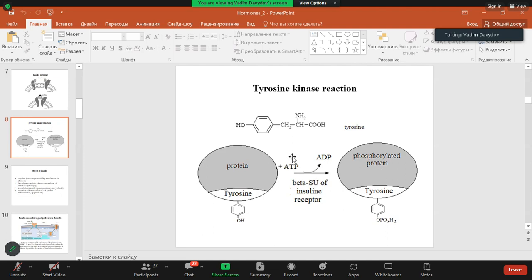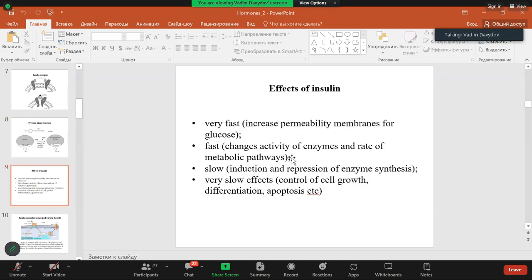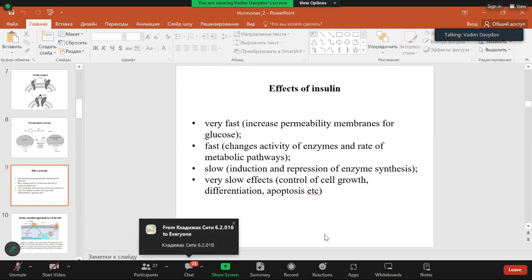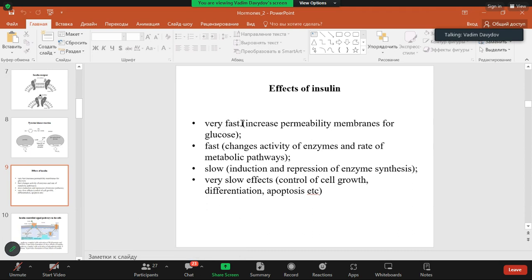So it's about the structure and properties of the insulin receptor. Now, my dear colleagues, let's talk about the effects of insulin on metabolic processes. All effects of insulin may be subdivided into two separate groups. Very fast effects appear immediately after binding of insulin with the receptor.